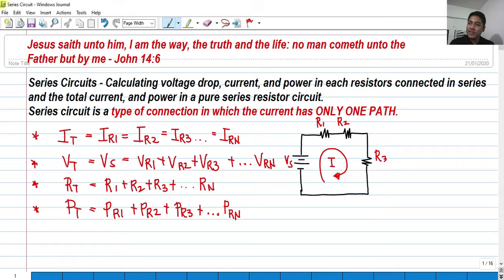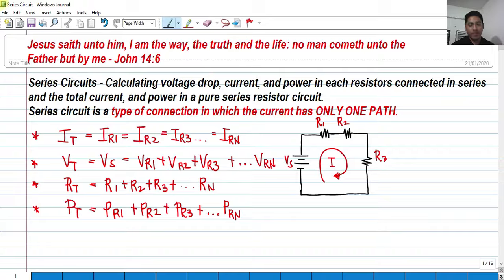By the way, what is a series circuit? A series circuit is a type of connection in which the current has only one path. There is only one path for the current to flow from the positive side of the battery to the negative side of the battery. So we say that if we have a series circuit, the current has only one path.